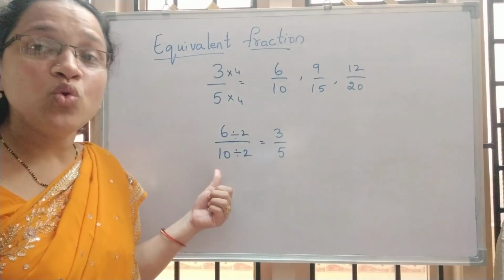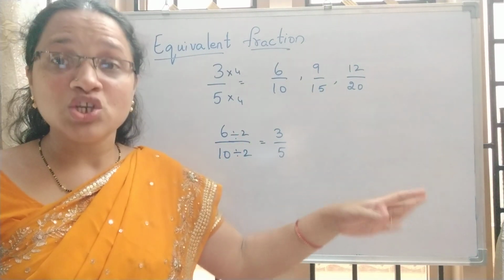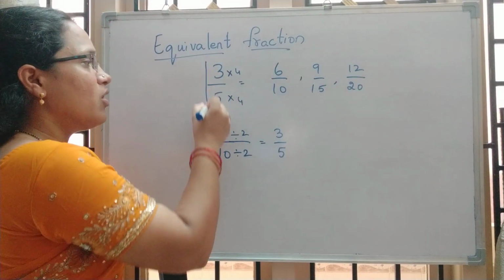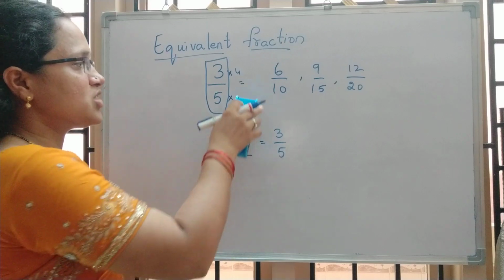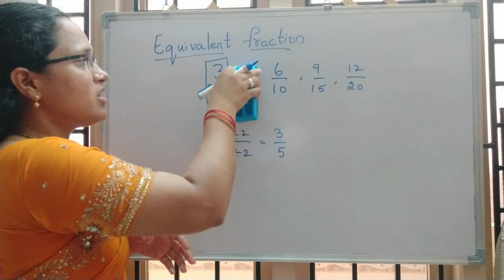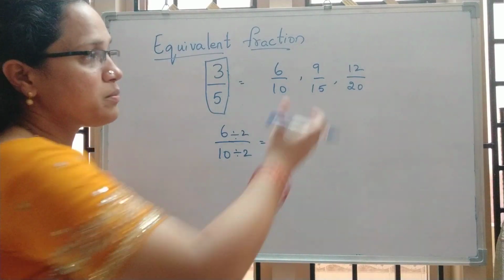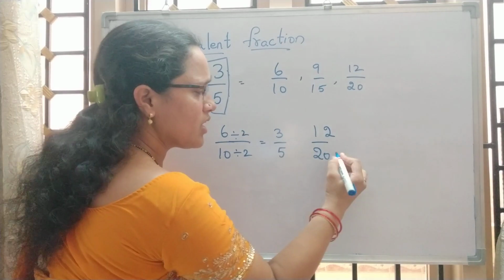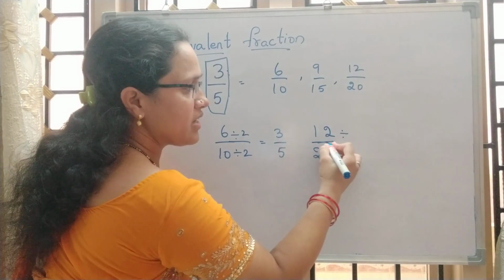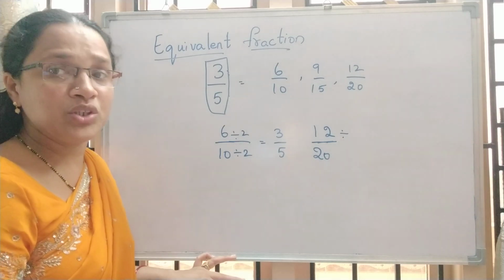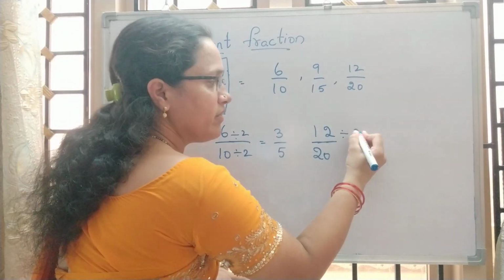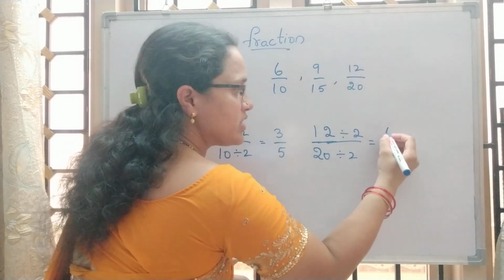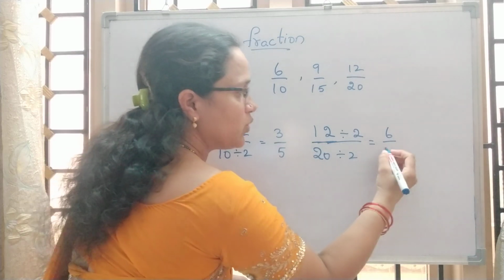It means when you bring these equivalent fractions to the simplest form, you get the same value of the original fraction. You get your original fraction as it is for any of the numbers. Suppose you take 12 by 20. Let us divide it with 2 initially. So divide this with 2 and divide this one also with 2. 12 divided by 2 is 6, and 20 divided by 2 is 10.